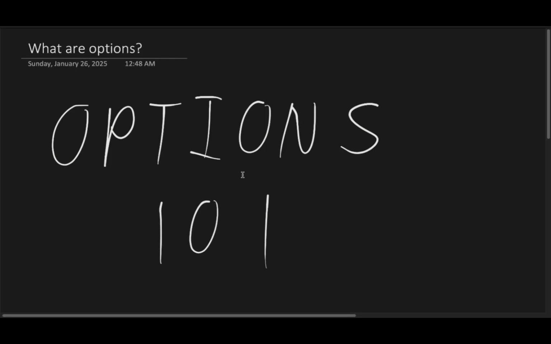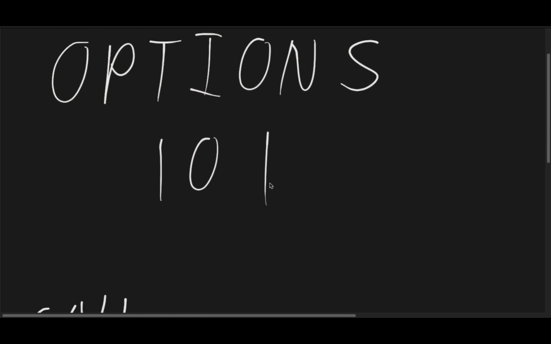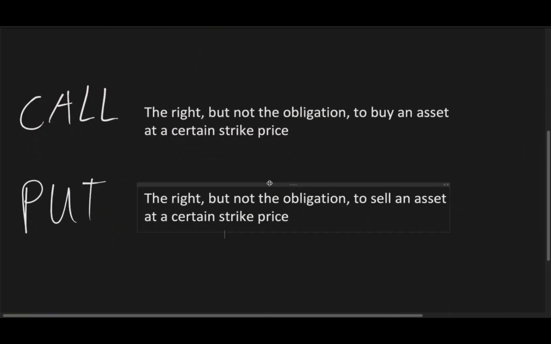What are options? Options are a type of derivative instrument that is based on an asset. The asset could be a stock, commodity, or whatever. There are two types of options: a call option and a put option.